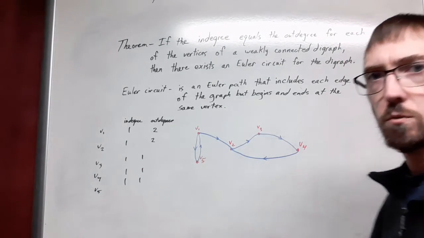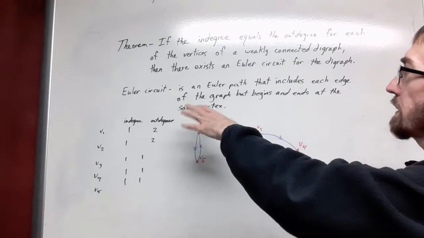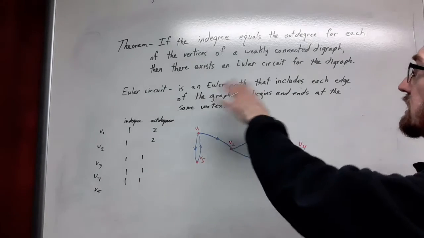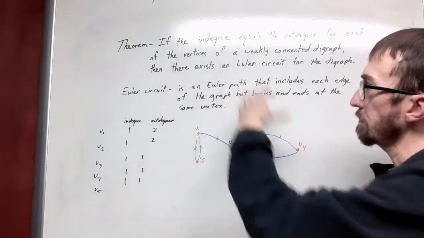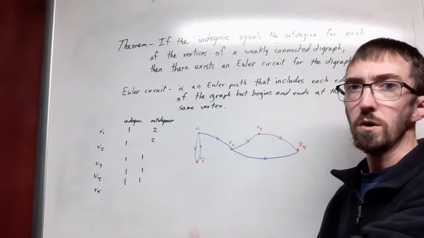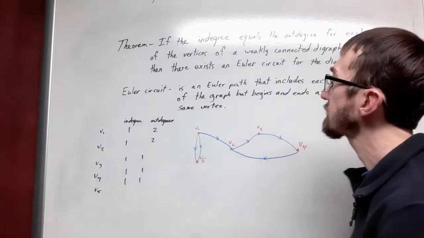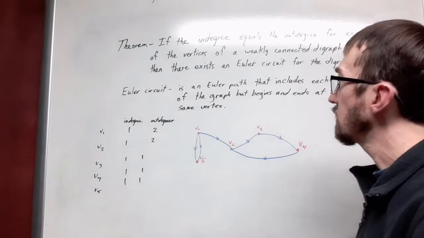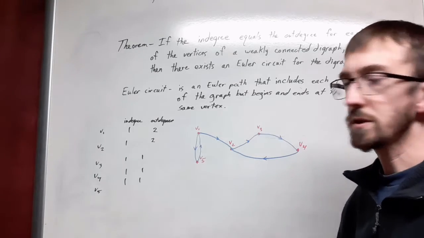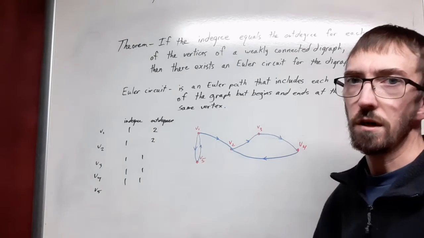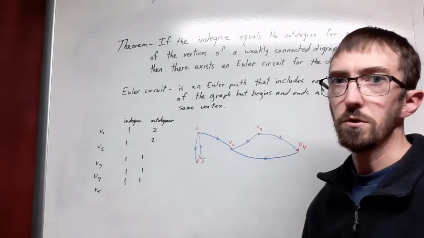If you need a reminder what an Euler circuit is, I have that definition on the board here also. It's an Euler path that is going to include each edge of the graph and begins and ends at the same vertex. Now, an Euler path can pass the same vertex more than once, but it has to specifically only cross each edge one time. So, according to this theorem, we're not going to be looking for an Euler circuit because our condition did not hold. So, it's not implying that we have an Euler circuit.